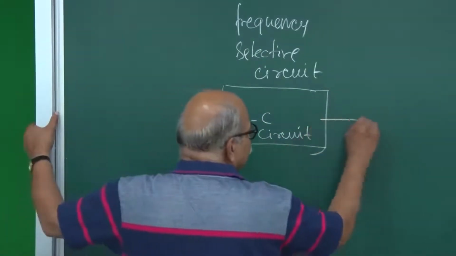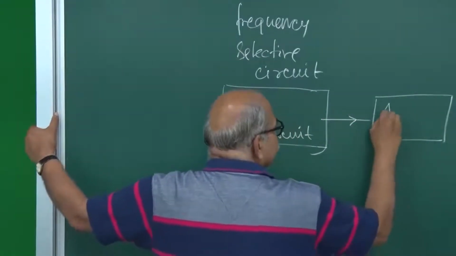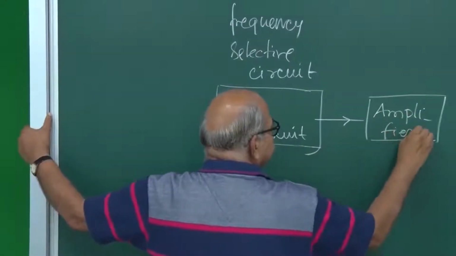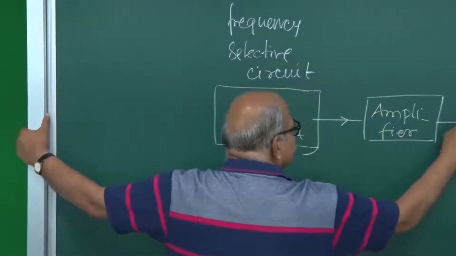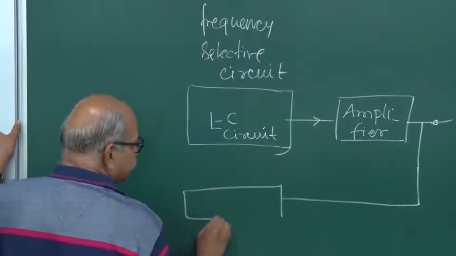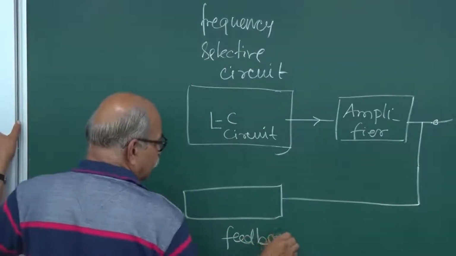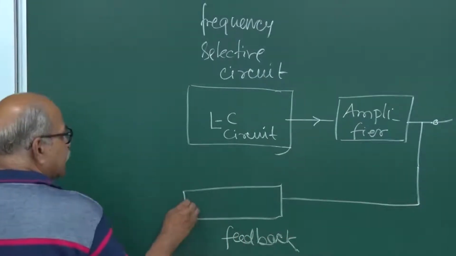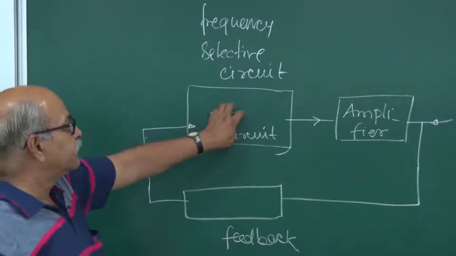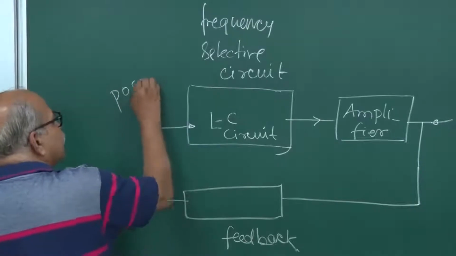And then the voltage goes to an amplifier, and this is where the transistor comes into picture. This goes to an amplifier, and then from the amplifier you take your output also, and then you have a feedback mechanism. And this feedback circuit then gives signal. Whatever is lost here is compensated here, and therefore a positive feedback.